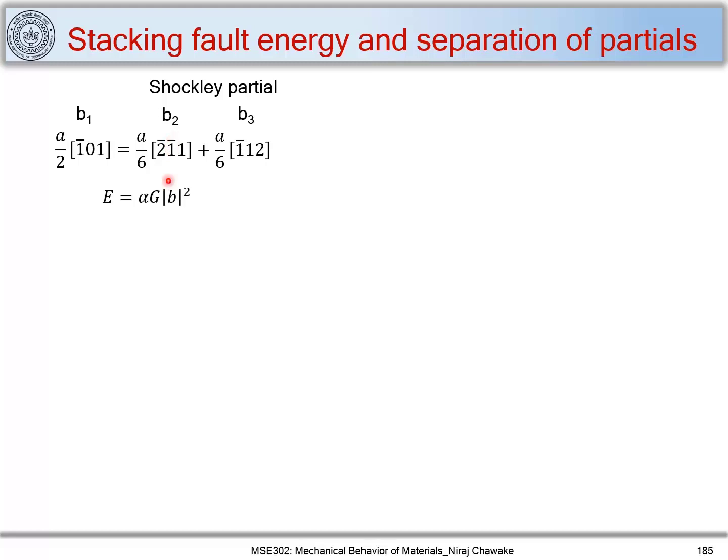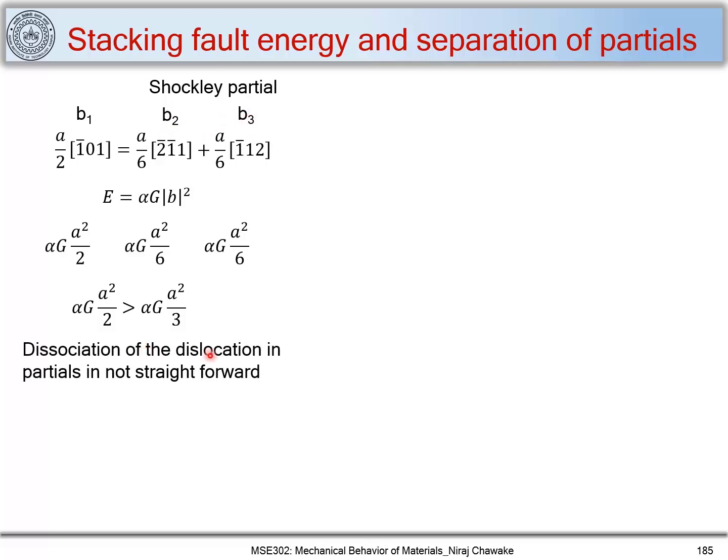Now why does this dissociation happen? Let's consider the energy of a dislocation to be alpha G b², where b² is the square of the magnitude of the Burgers vector. When we find the energies of these dislocations, for B1 it comes out to be alpha G a²/2, and for the two Shockley partials it comes out to be alpha G a²/6 each. So the energy of B1, alpha G a²/2, is greater than alpha G a²/3, and that is why B1 dissociates into B2 and B3.